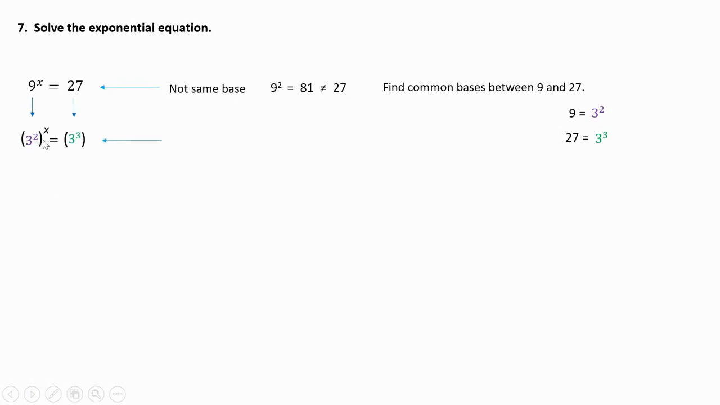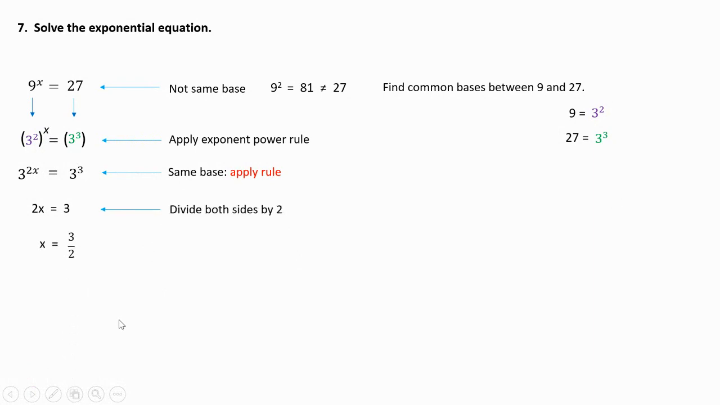So my 9 will be 3 squared, and my 27 will be 3 cubed. Now we apply the power rule. When you have a power to a power, you multiply the powers, so 2 times x is 2x. Now this is called the same base, and you apply the one-to-one property: if you have the same base, then the exponents must equal each other. So that's the value for x.